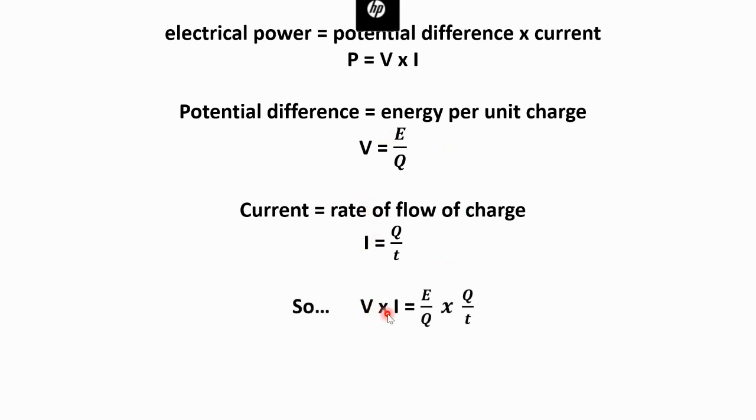So V times I is obviously going to be E over Q times Q over T. So what happens? Oh, look, those charges, the Q's cancel and we get energy over time. What is energy over time? Power. So this is why power is V times I. You don't need to remember this slide, but it's quite useful because I've always certainly wondered, why is it V times I? It's not immediately obvious.